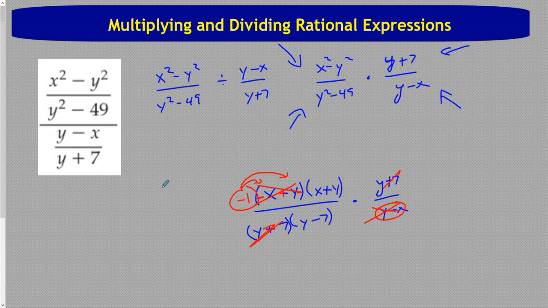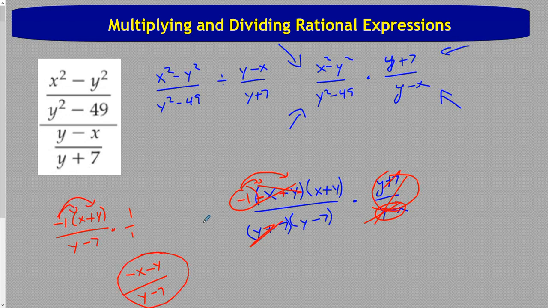So what's left, I'm going to come over here to the left, is a -1 times x plus y over y minus 7 times, this whole thing is gone, right? So it's just times 1 over 1. So all I have is -x minus y over y minus 7. I distributed this -1 just to have it be gone.